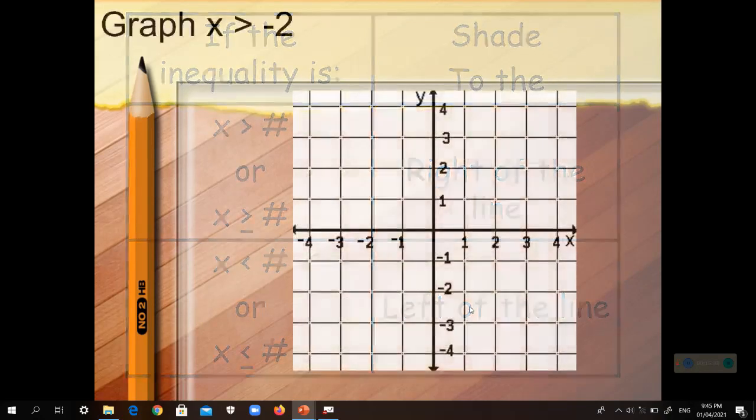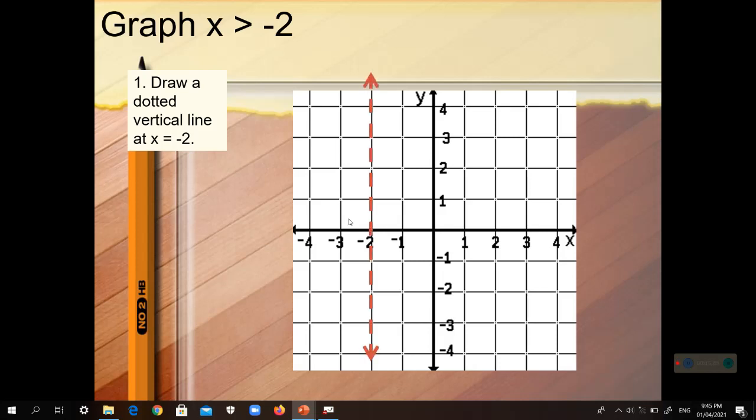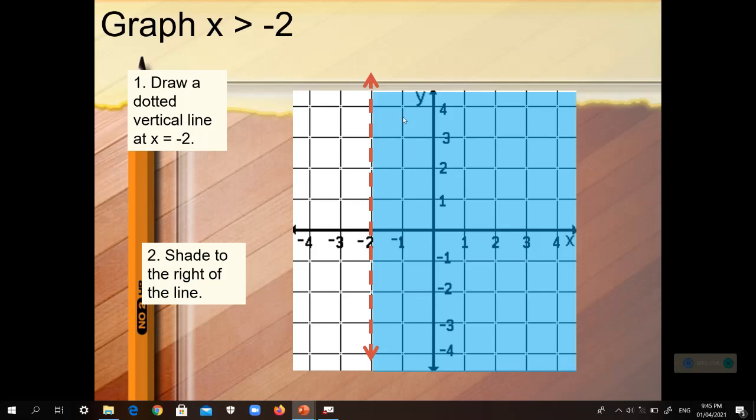Okay? For example, you are going to graph x is greater than negative 2. So, you are going to search for x is equal to negative 2 first. So, we have here. And then, you are going to use dotted line because you are only given greater than symbol. And since it is greater than, so you are going to shade on the right of the line. Okay, so therefore, this will now be the graph of x is greater than negative 2.